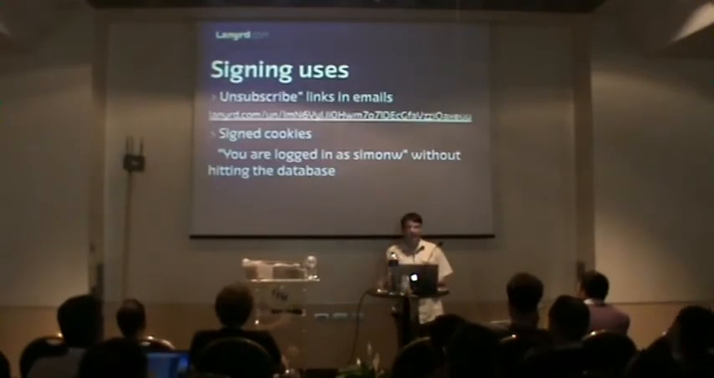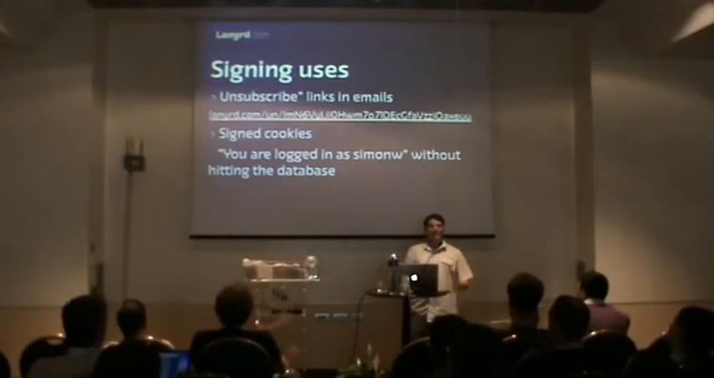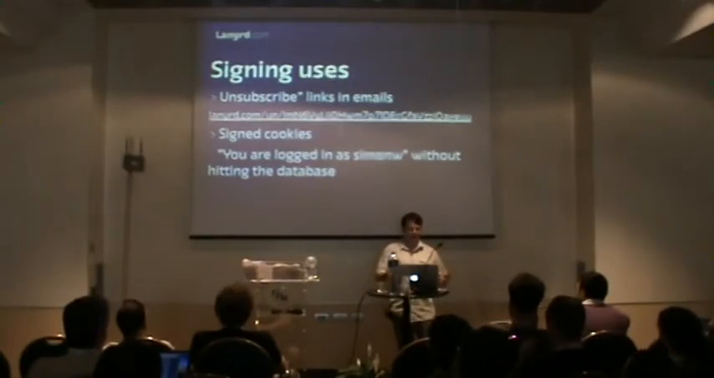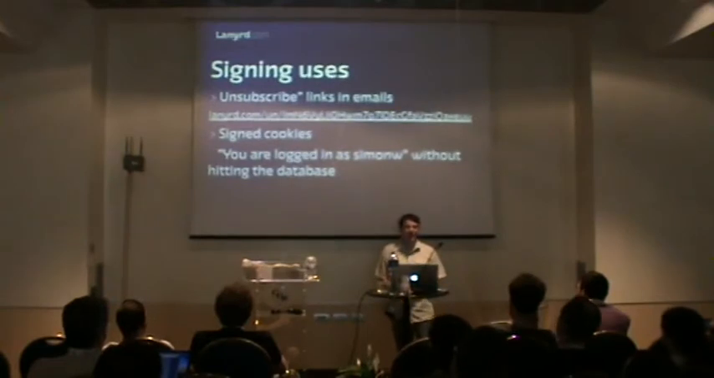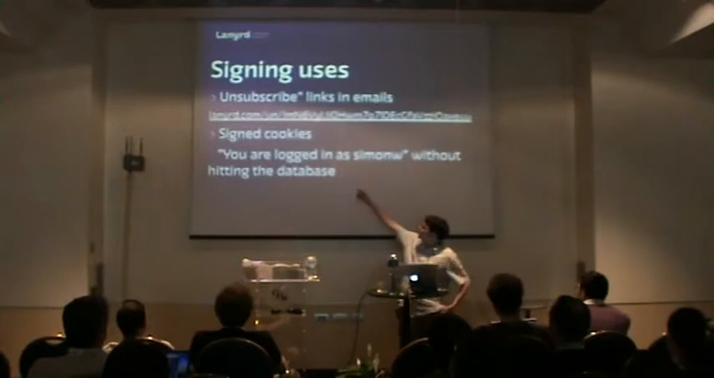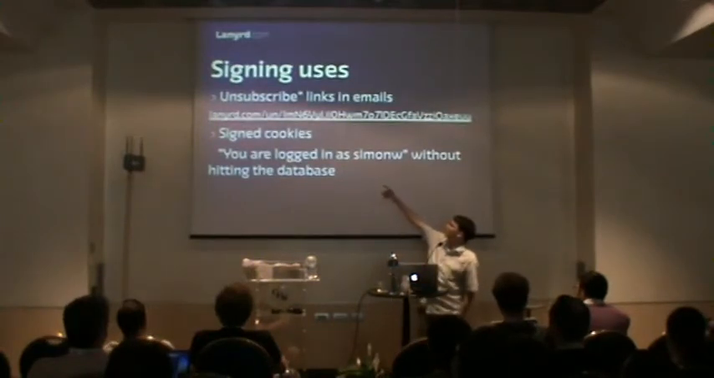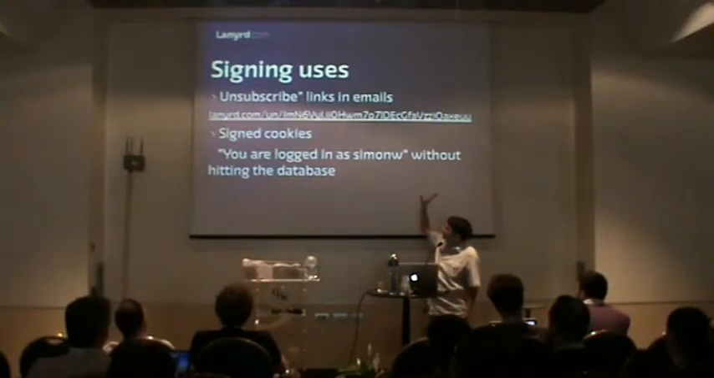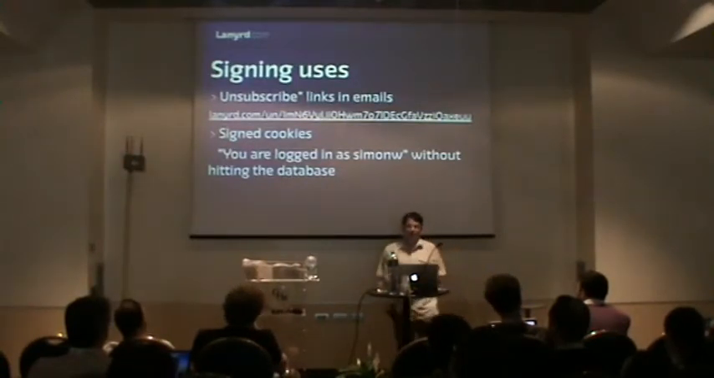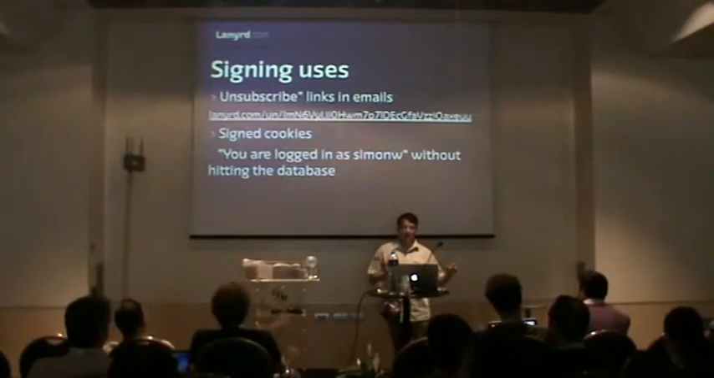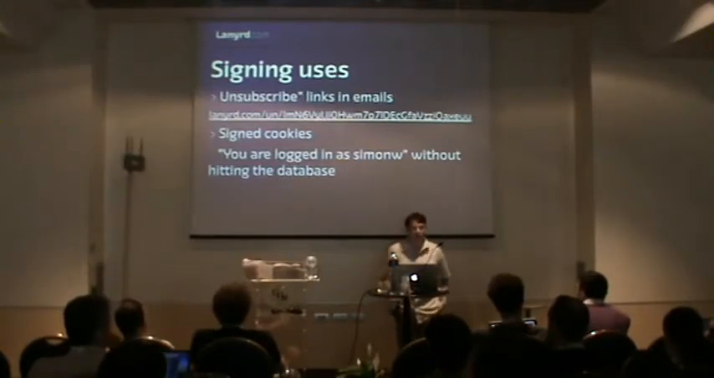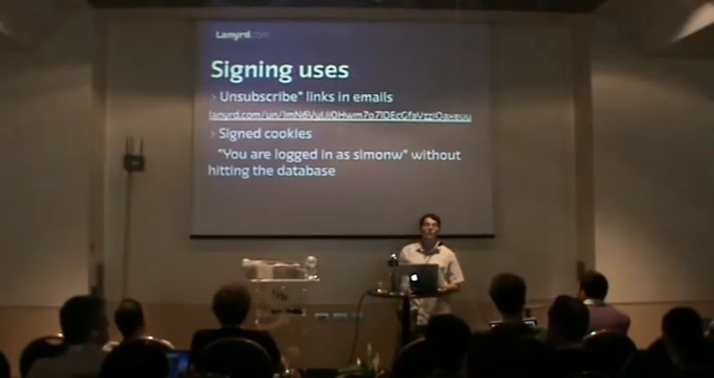So two examples from Lanyrd. First is that we send out about 3,000 emails a day with events that your contacts are attending, and we have unsubscribe links at the bottom of those emails. And those links look something like this. So it's lanyrd.com/un for unsubscribe, and then this big random string. That string is actually a signed JSON object, with just enough data in it that we know who that person is and which account they're unsubscribing for. And there's a signature so that nobody can fake one of those URLs.